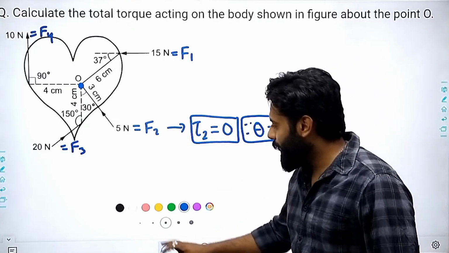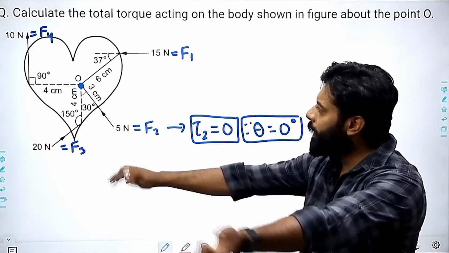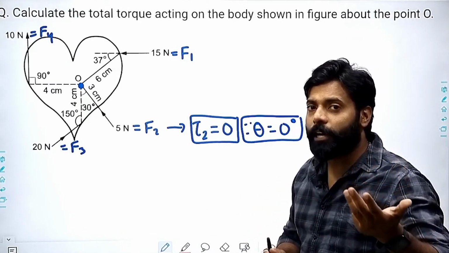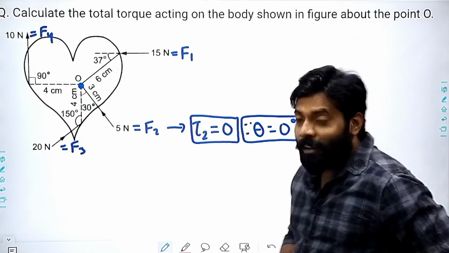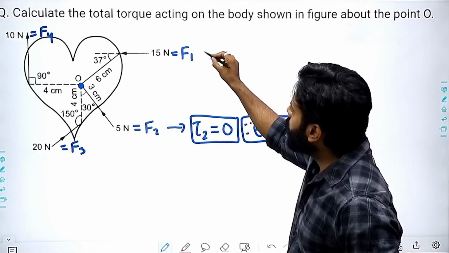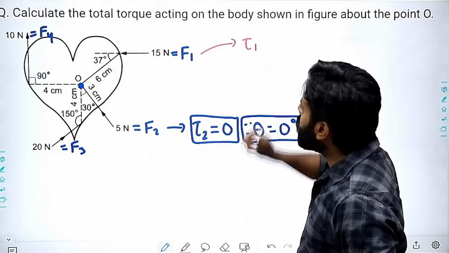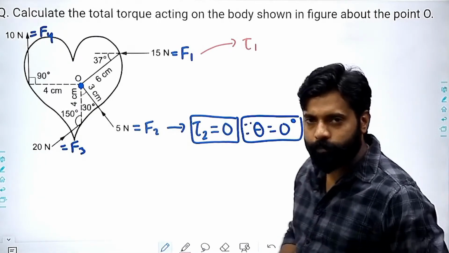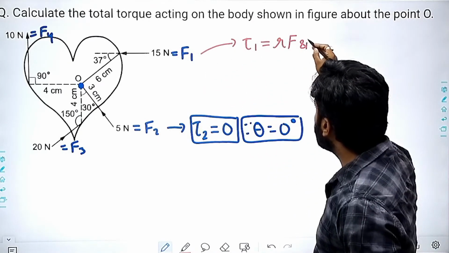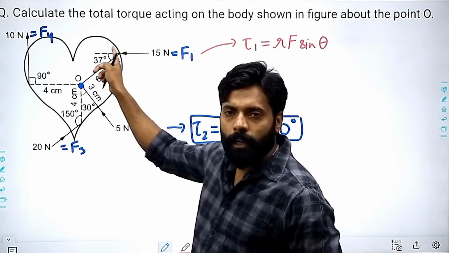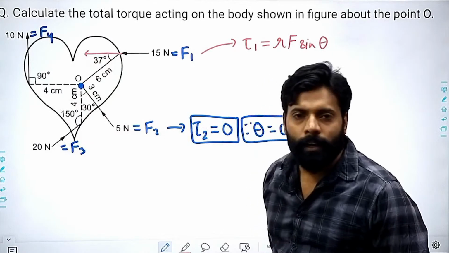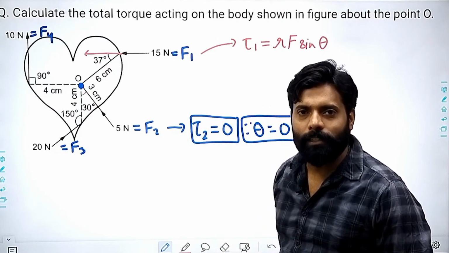And now I'm left with 3 forces, which means there will be 3 torques, and one by one I'll be calculating these torques. So let me start with this torque. If I am taking torque 1, I know that torque is equal to R F sine theta, and theta is the angle between R and F. So I can consider this F here, right?